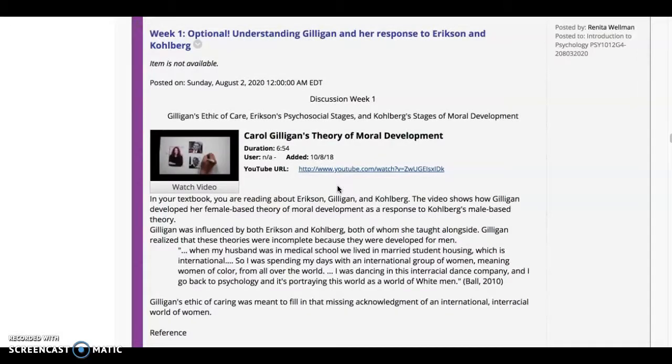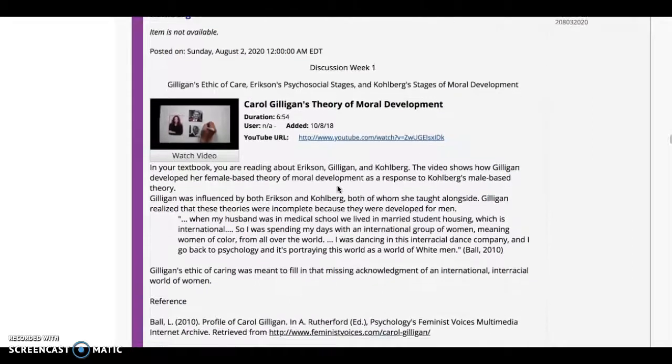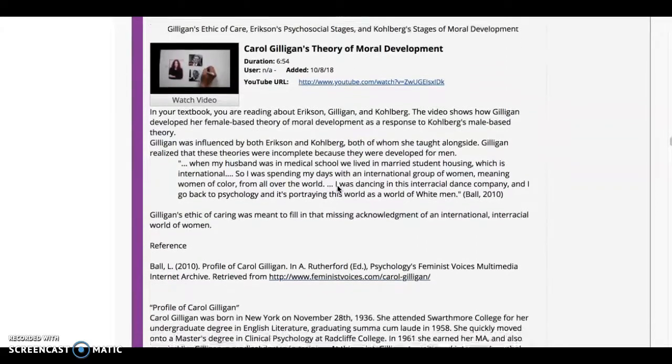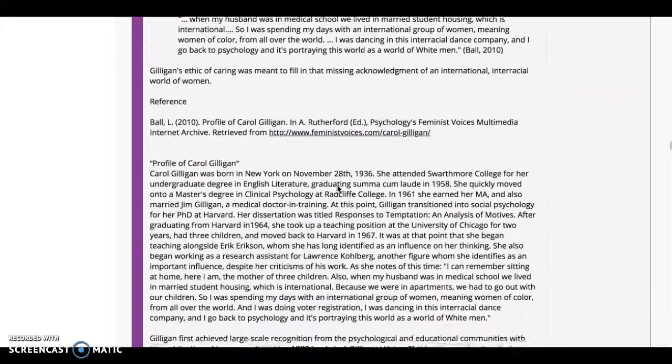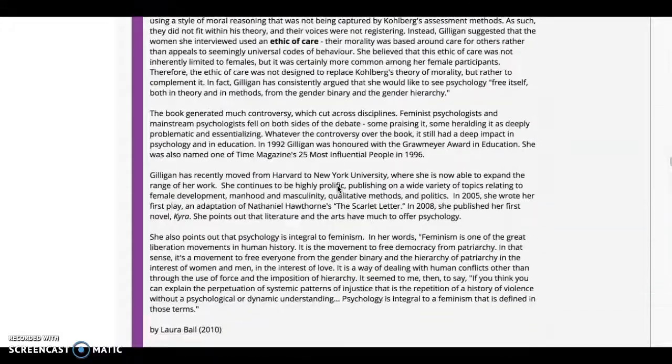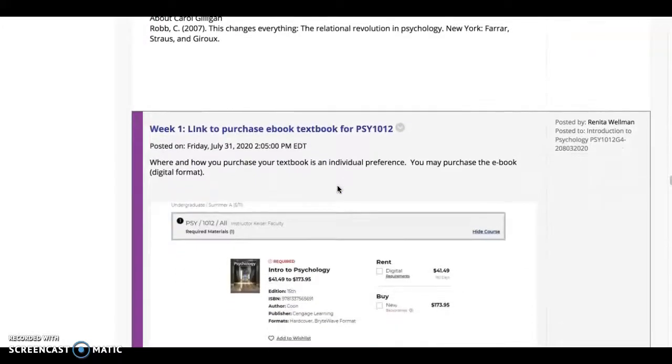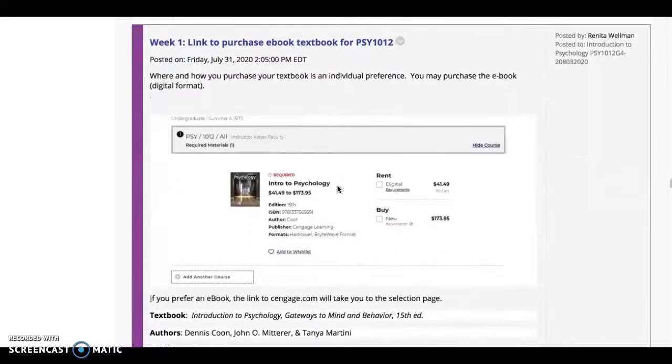Optionally, I've given you some background on understanding Gilligan and Erikson and Kohlberg. This can help you if you're having trouble finding, like, what is the meaning of Gilligan? What was her purpose in developing her theory? So there's more written on her and how she was a colleague of Erikson and of Kohlberg.